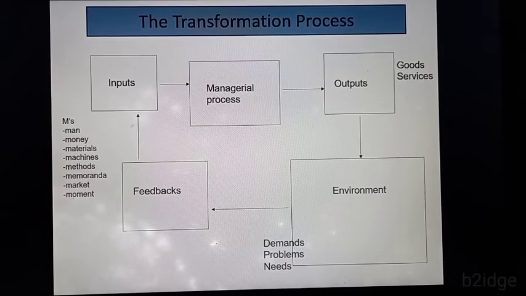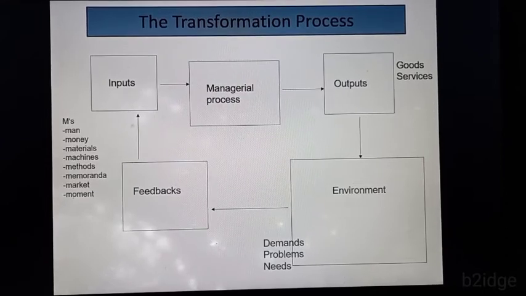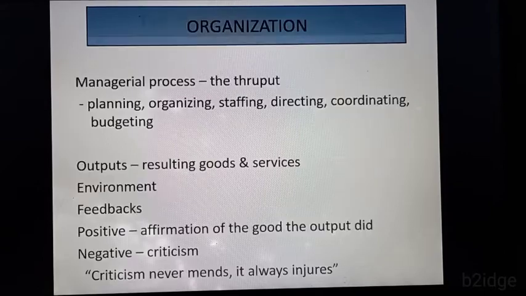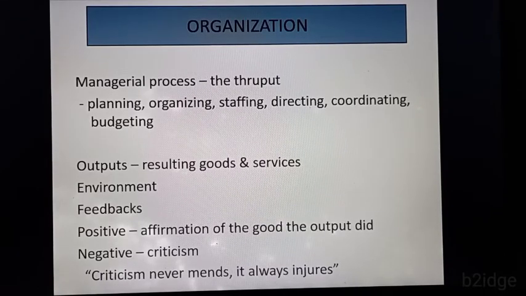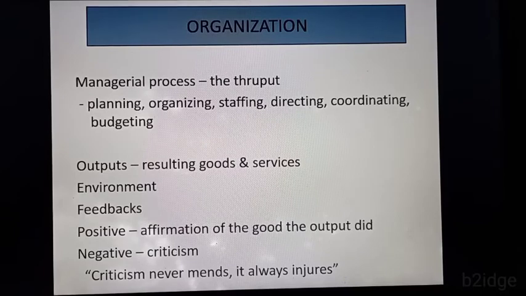On the left side, we can see the 8 M's of management, which are man, money, materials, machines, methods, memoranda, market, and moment. So let's proceed. Managerial process is the throughput, which includes planning, organizing, staffing, directing, coordinating, and budgeting. The outputs are the resulting goods and services, and in the environment, we have the feedbacks, whether positive or negative. Positive feedbacks are affirmations of the good the output did, and negative feedbacks are the criticisms. Criticisms never mend, it always endures.